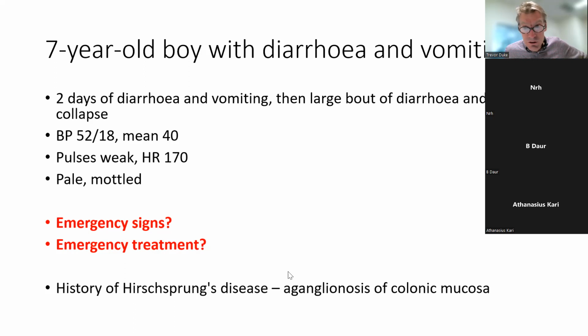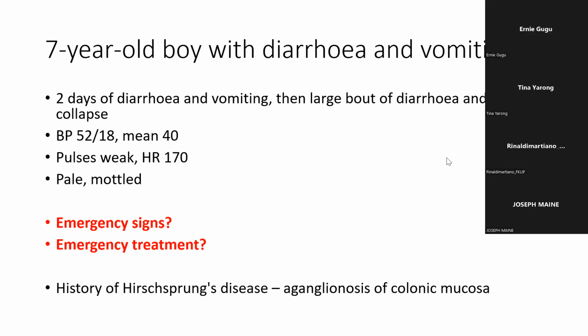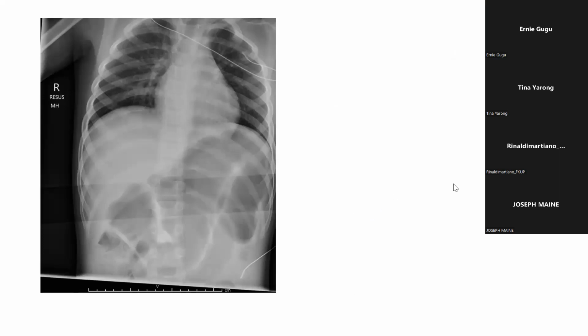This boy had a history of Hirschsprung's disease. So again, after you've done emergency signs and emergency treatment, you need to take a more detailed history. And he had a history of Hirschsprung's disease. This was his X-ray. What can you see? Obvious dilatation of the gut, gaseous distension. Yes, that's right. There's marked distension of bowel, isn't there?